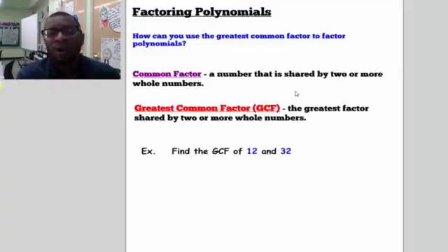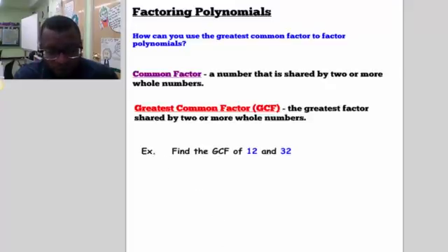Okay, so when we talk about factoring polynomials, in order to get that factor, we want to find the greatest common factor that's in that polynomial. And let's just recall, a common factor is a number that is shared by two or more whole numbers. And so the greatest common factor would be the greatest number that's shared between those two or three or more whole numbers. So for example, if we want to find the greatest common factor, or the GCF, of 12 and 32, we're going to find the factors of 12 and the factors of 32.